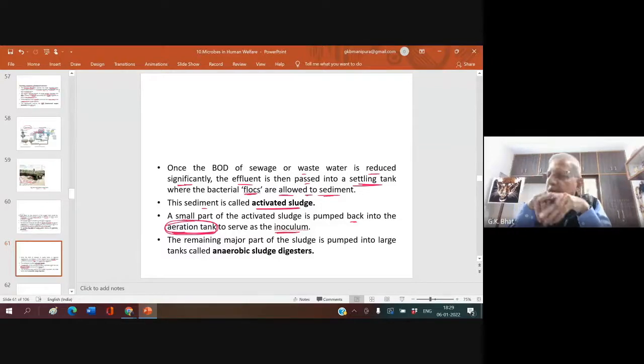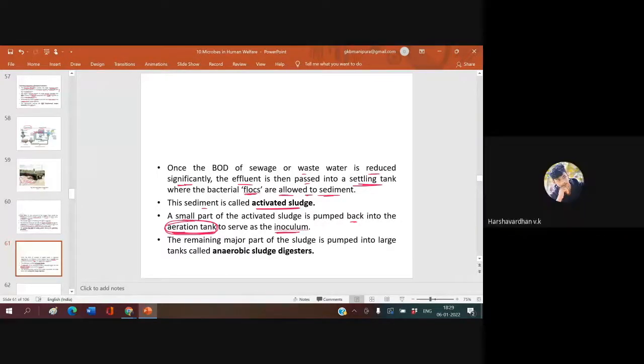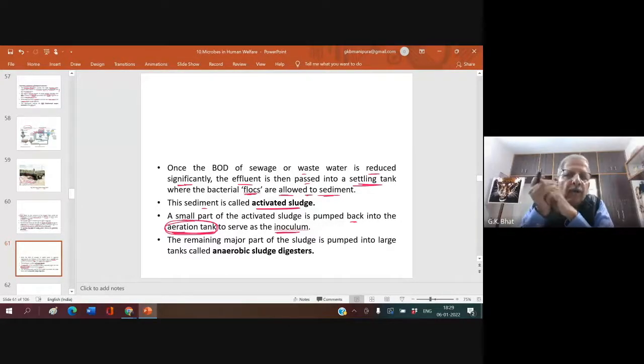What happens in the aeration tank? What is an aeration tank? What comes to the aeration tank? What is happening in the aeration tank? Who will answer this question?